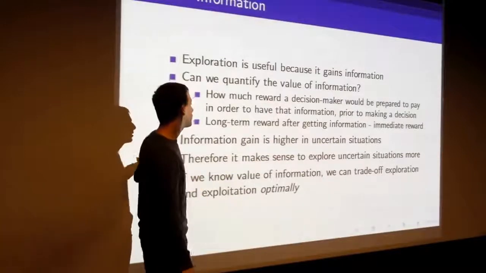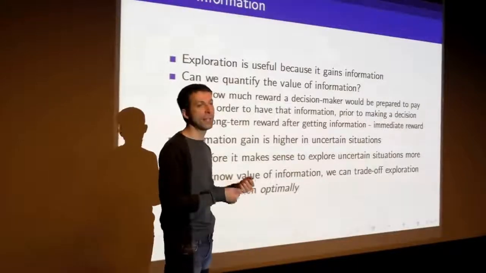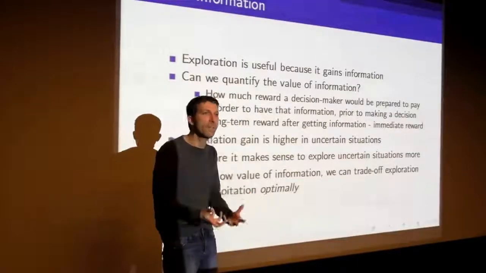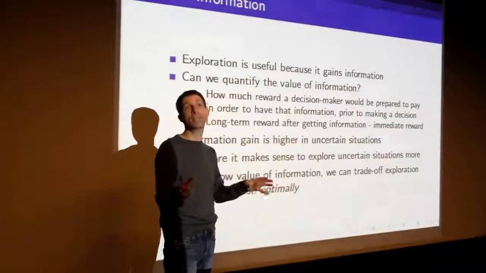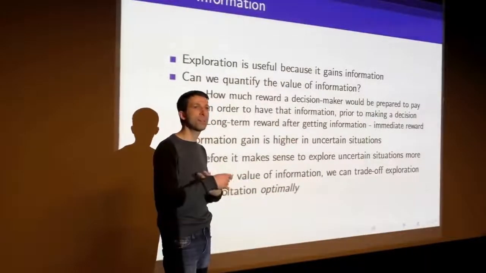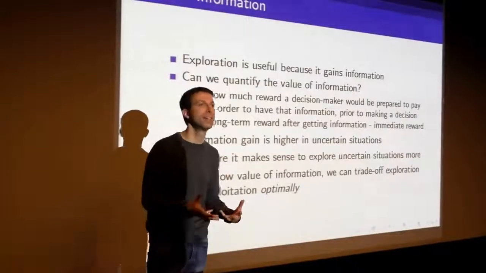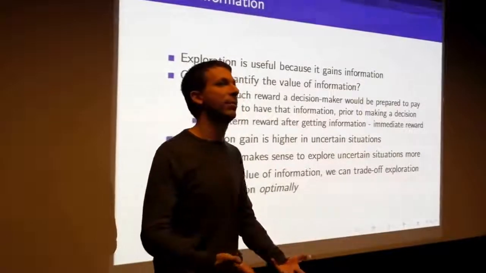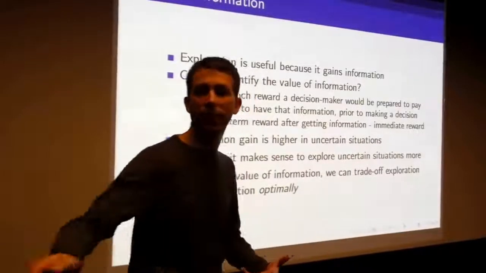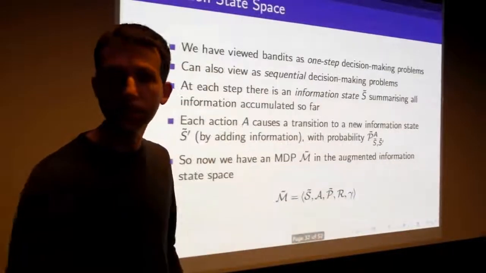So what we want to do is to explore uncertain situations more, but we want to do this optimally. We really want to figure out the perfect way to balance exploration and exploitation. Everything we've seen so far, in some sense, is a heuristic. Upper confidence bounds, it's a heuristic. Thompson sampling, it's a heuristic. In the more complicated cases, those heuristics start to break down, particularly when we start to look at full MDPs. So what's the real best way to trade off exploration and exploitation?